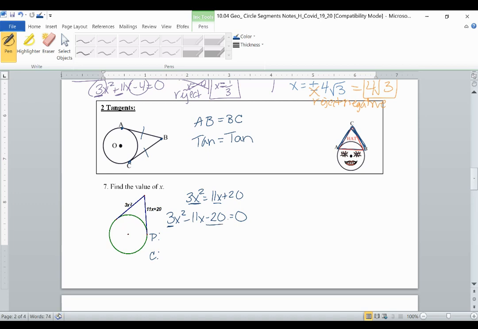We multiply the first and last term. 3 times negative 20 gives us negative 60. Center term, negative 11. Take out the negative 11x, replace it with 2 blank x's, keep the first and the last term there, and figure out what multiplies to negative 60 and adds to negative 11. And we're going to use negative 15 and positive 4.